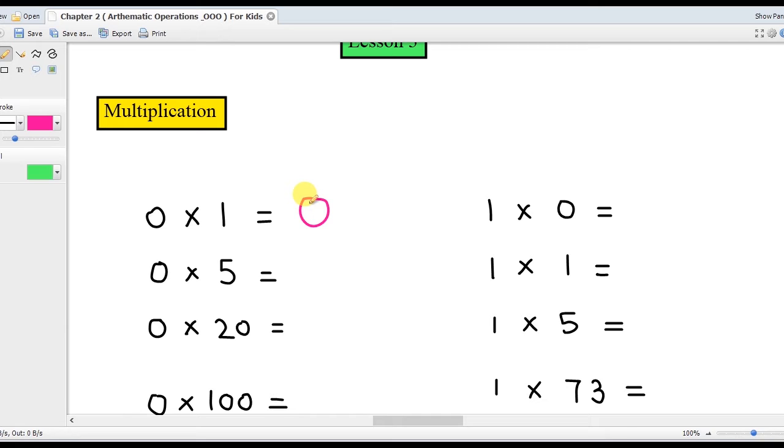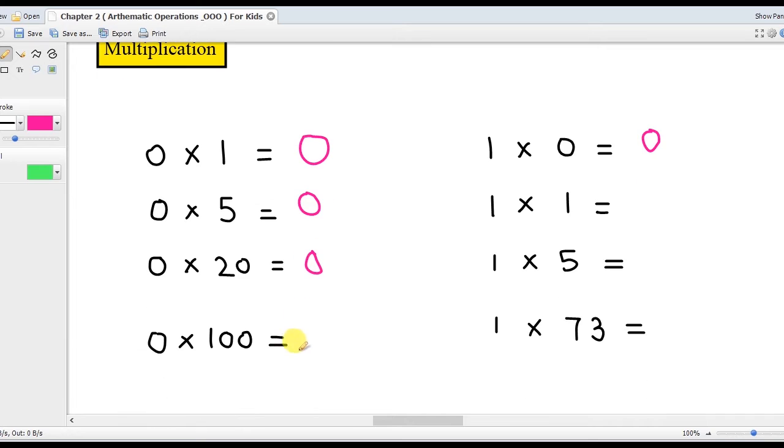So remember this difference and never mix them. So 0 times 1 is 0, or 1 times 0 is 0. The difference is only that the positions of these two numbers have been switched, but the numbers remain the same. So either 0 times 1 or 1 times 0, you will get the same answer, which is 0. Similarly, 0 times 5 is 0, 0 times 20 is 0, 0 times 100 is 0, 0 times 1000 is 0, right?